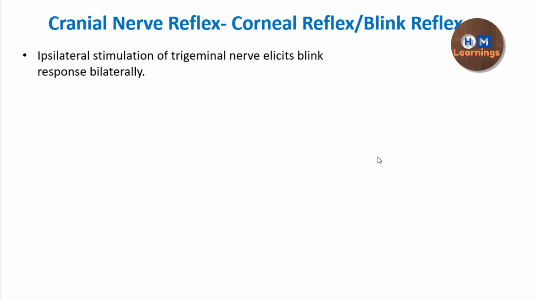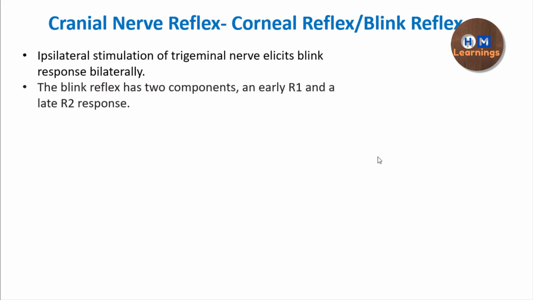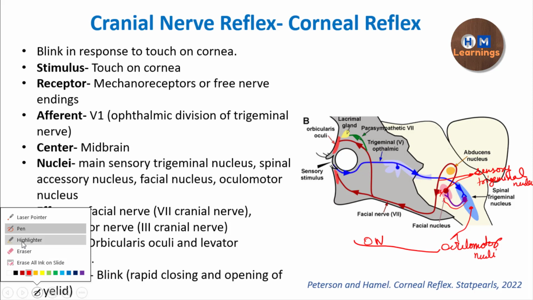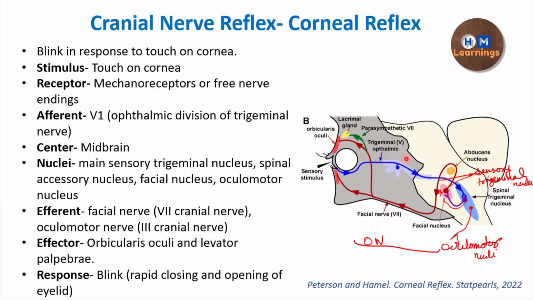So we have already seen this, but we will revise the pathway again to get more clarity. The receptors are present on the cornea, from where the trigeminal nerve starts, which is the afferent. From there it goes to the center, which is the midbrain, and terminates there. Some fibers terminate in the main sensory trigeminal nucleus, some go to the spinal trigeminal nucleus, and from there the projections go to the facial nucleus, then the facial nerve, and finally the muscle which causes the downward motion of the eyelid.